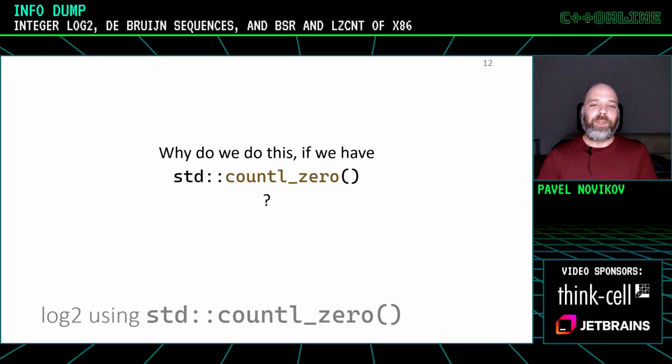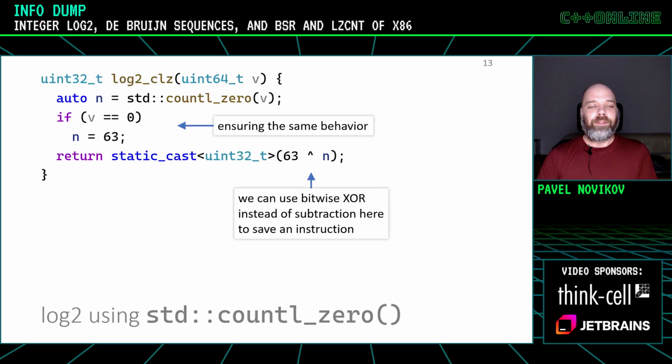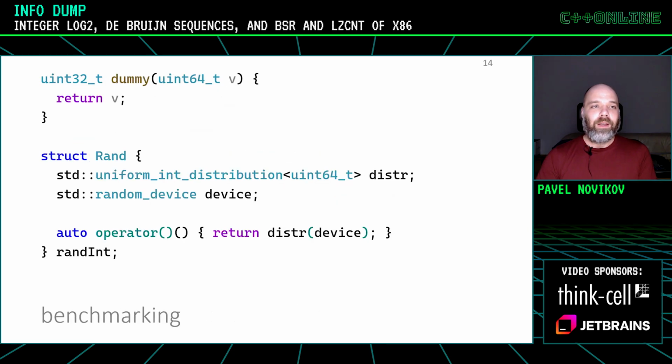You can ask, why do we do all of this if we have count leading zeros? And indeed, we can use count leading zeros to implement the same logic. Here, I add logic to get the same result for a 0 input. And we can use XOR, exclusive OR, instead of subtraction here to save on a couple of x86 instructions. And let's benchmark it.